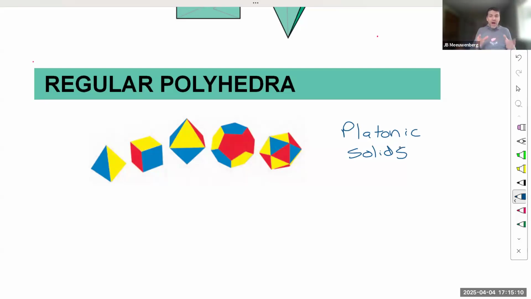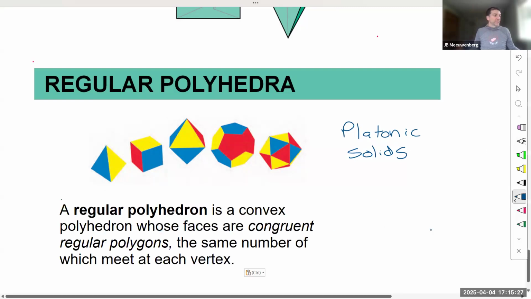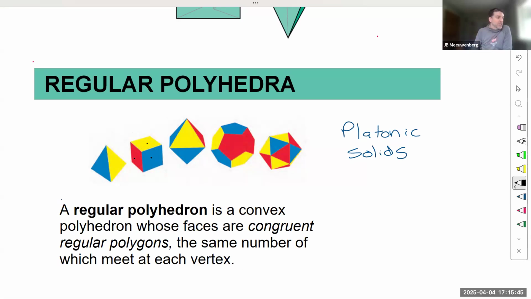These 6, or these 5, regular polyhedra. So what does that mean? It means that every face is a congruent regular polygon, and the same number of which meet at each vertex. Okay, a regular polyhedron is a convex polyhedron whose faces are congruent. Let's talk about that part. This right here is a cube. That face, that face, that face, and all the other faces are identical, which means they are congruent. They are the exact same size and shape.